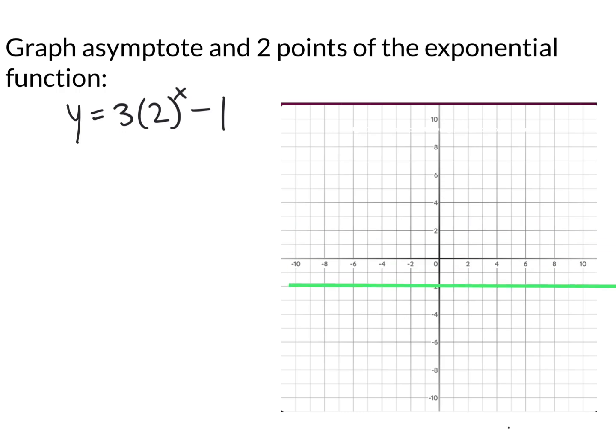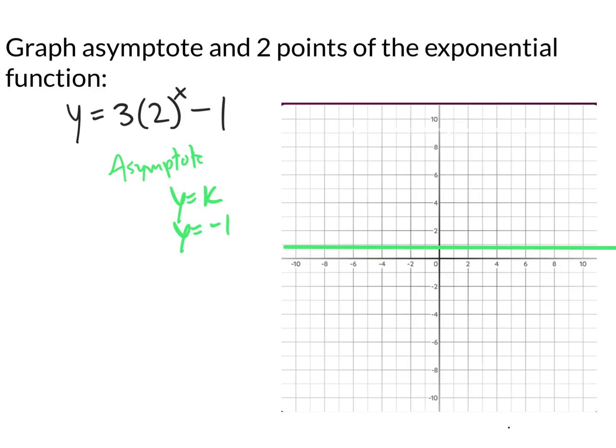And of course, the asymptote comes from the k value. In this case, the k value is -1, okay? So you already know that your asymptote is y equals k. In this case, y equals -1. So all you got to do is move that asymptote to -1. And then from there, you need to find a couple more points.